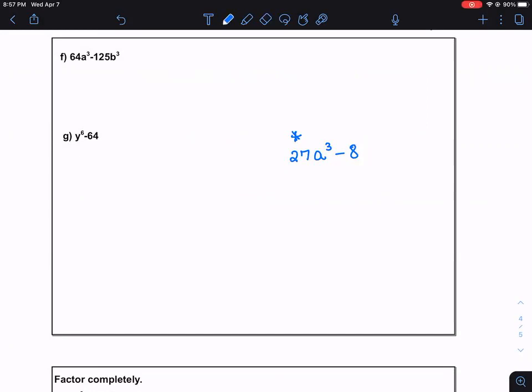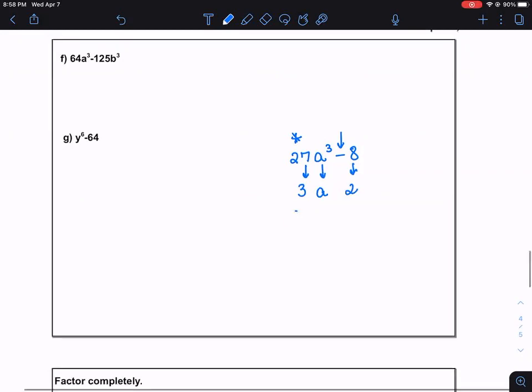Okay, so I'm going to look at the sign in between. It is a minus. Then I'm going to see if it's squares. They are not perfect squares, but I am going to check if they are cubes. 27 is a perfect cube. Its cube root is 3. A is a perfect cube. Its cube root is a. And 8 is a perfect cube. Its cube root is 2. So I have 3a as my first term and 2 is my second term.